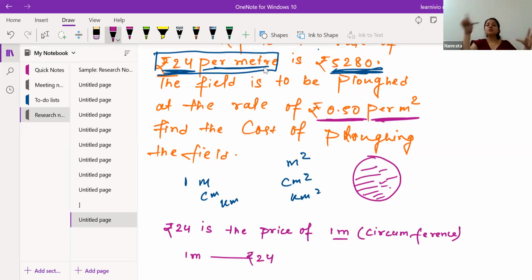So how many meters are there for the complete circle? That we don't know. What exactly is the circumference of this circle? We don't know. How will we find it? Whatever the total circumference is, if x is the total circumference, suppose the total circumference of the circle is 80 meter, or 500 meter. That total circumference's amount is 5280. Got it?